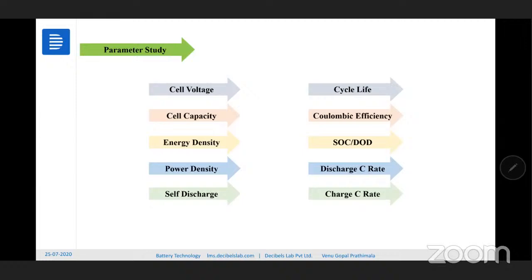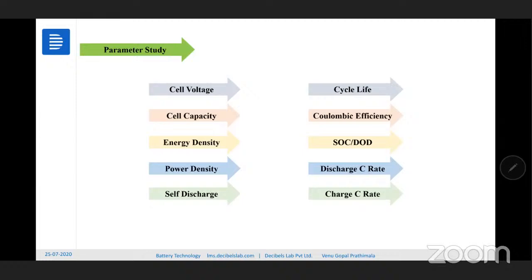Here we'll mainly be discussing cell voltage, cell capacity, energy density, power density, self-discharge, cycle life, state of charge, depth of discharge, and charge rates. Okay. So starting with the cell voltage, if you look into our data sheets, they'll have three types of voltage. One is the nominal cell voltage, and then there will be the over voltage or peak voltage.